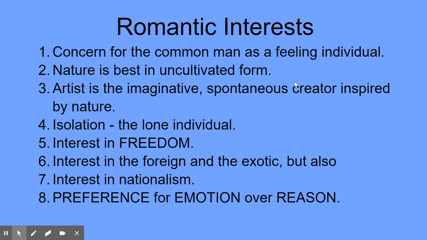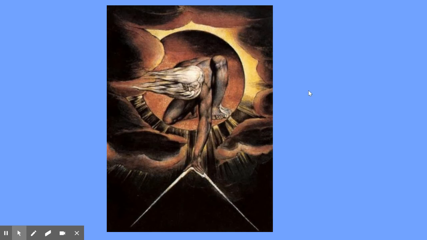The artist is inspired by nature, among other things, but primarily by nature. Interest in the lone man, the individual, isolation, so not being part of a crowd. Interest in freedom and also the foreign and the exotic, and also at the same time nationalism. So there's a strong nationalistic streak in Romanticism as well. And then ultimately, you want to think about preference of emotion over reason. Okay, another Blake piece, which I really like. That's his depiction of God.